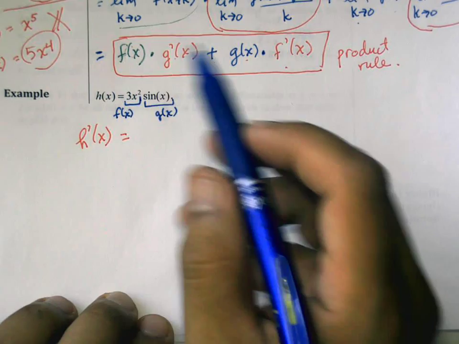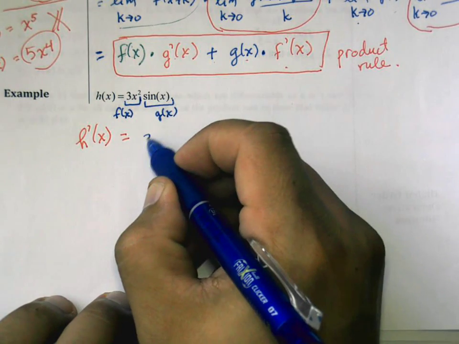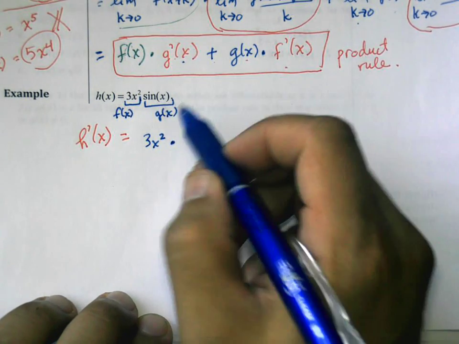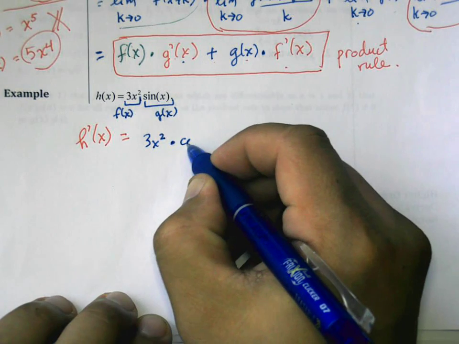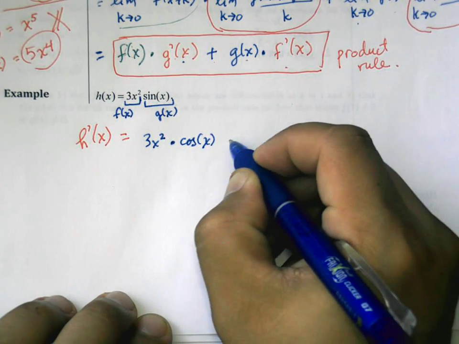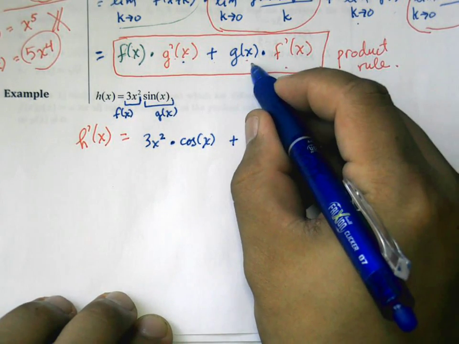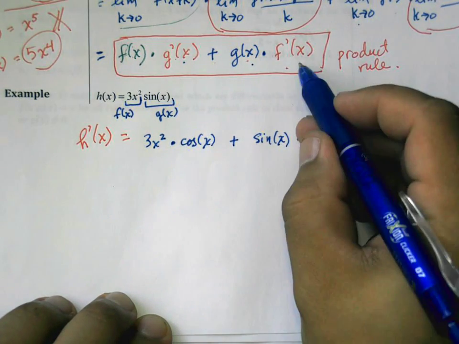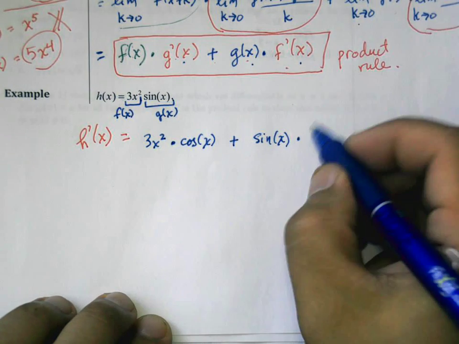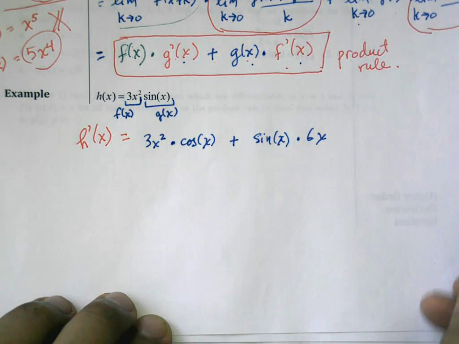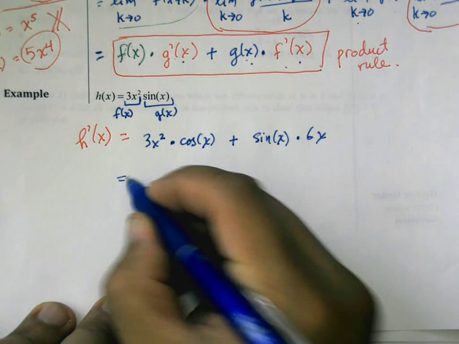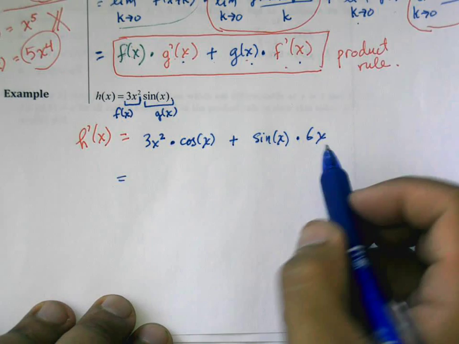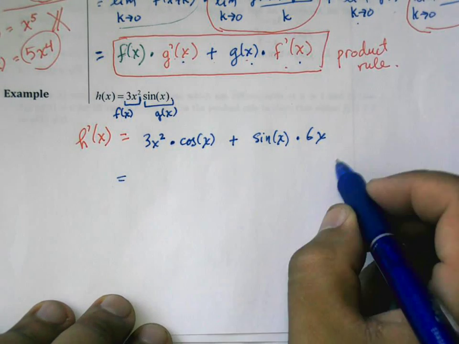So applying this rule here, we have f of x, which is 3x squared, times the derivative of g of x, and the derivative of sine is cosine, plus g of x, which is sine, times the derivative of f of x, which is 6x. Okay. So this is 3x squared times cosine x plus sine x, and this is a correct answer as it is.